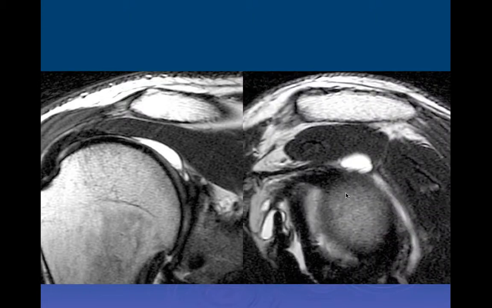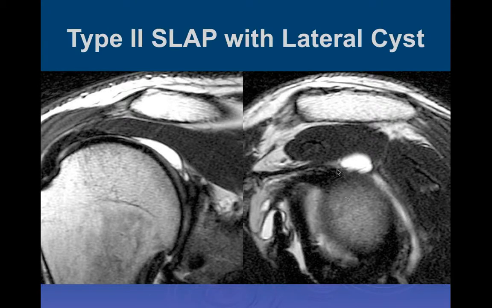And if you follow this out, what this is, most of the time when you get a paralabral cyst, they will extend in the area of least pressure. So they'll extend into the supraglenoid notch area. Depending on exactly where the tear is, it will depend upon how superior it is versus how inferior, but they tend to go more medially and posteriorly.